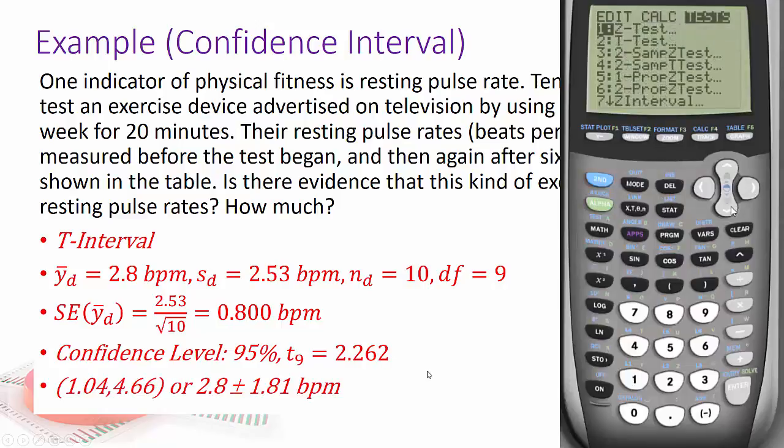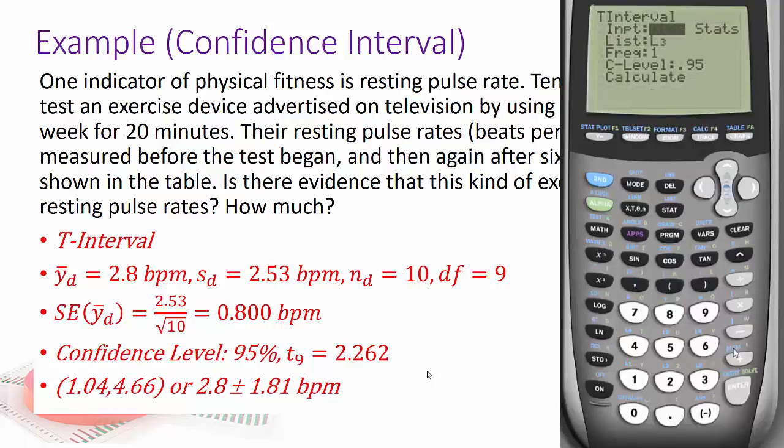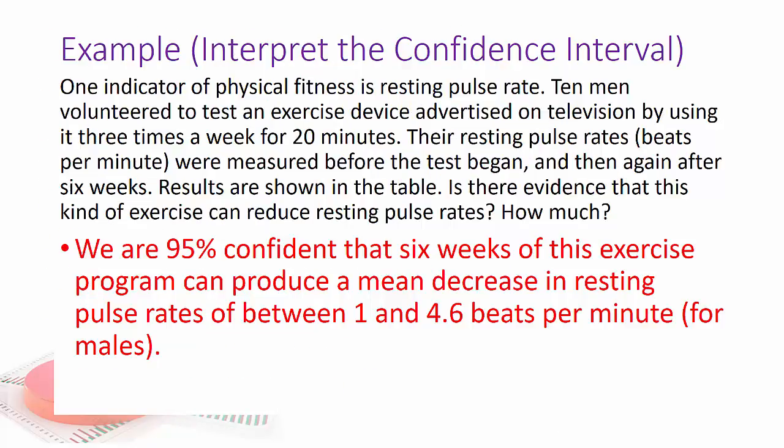All right. To do your t-interval, you basically make sure you have your data, your list. My confidence level is 0.95, and let it spit out the interval. And now, how do we interpret this interval? Well, we are 95% confident that 6 weeks of this exercise program can produce a mean decrease in resting pulse rates of between 1 and 4.6 beats per minute.